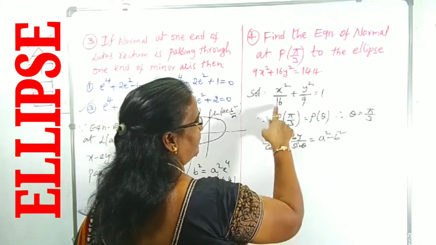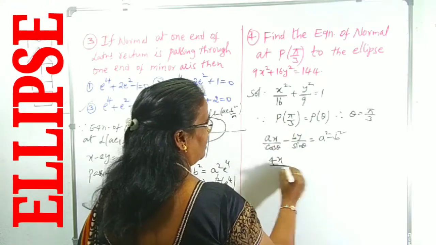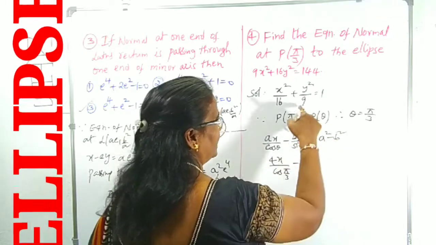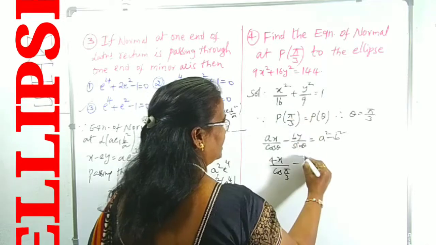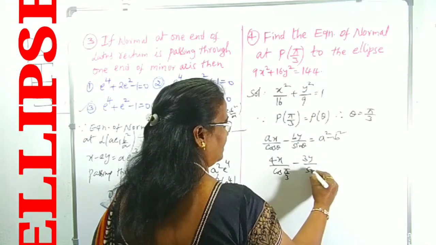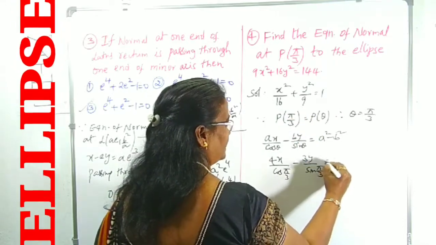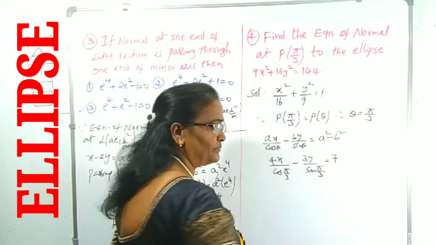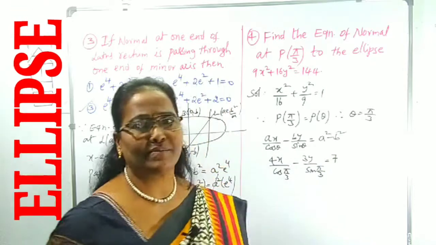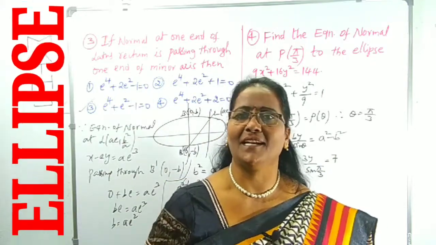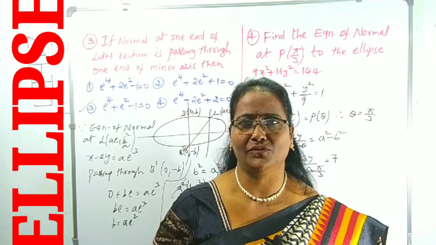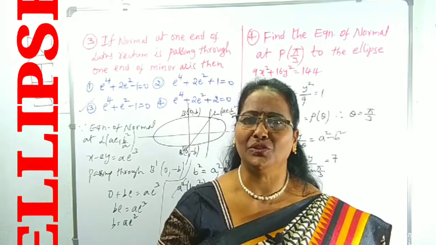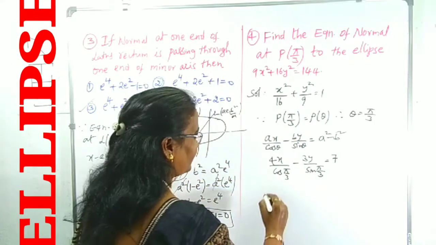a is 4, so 4x by cos pi by 3, right? Minus b, b square is 9, which means b is 3, so 3y by sin pi by 3, is equal to a square minus b square. 16 minus 9 is 7. Clear? Now, what is the value of cos pi by 3? Yes, cos pi by 3 is 1 by 2. What is sin pi by 3? Yes, you know very well, root 3 by 2. Those we can substitute here.